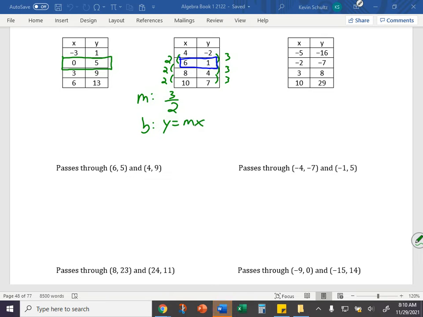y equals mx plus b is what we're trying to find here. We know the slope, that's 3/2. Christopher wants to use 6, 1, so we're going to replace 1 for y, 3 over 2 for m, 6 for x, and we're solving for b.